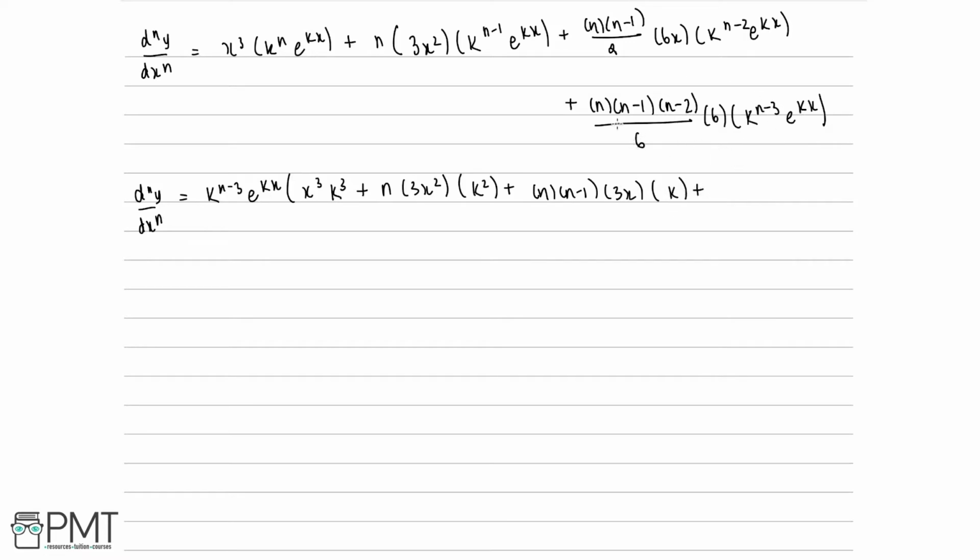Well, we have a 1 over 6 over here and a 6 over here, so this will cancel to just give you 1. I will take out k to the power of n minus 3 times e to the power of kx out of this bracket, so it will just leave us with n times n minus 1 times n minus 2.